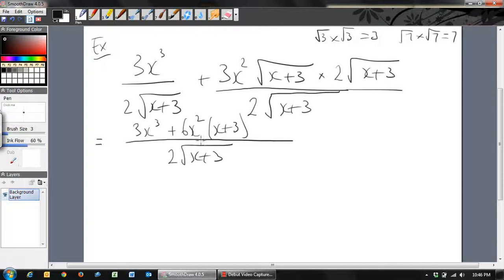And at that stage, could you expand it? It'd probably help. Should we do it? Let's do it. We've got 3x cubed plus 6x cubed here. So that's 9x cubed. And then you're going to have 18x squared plus 18x squared all over 2 root x plus 3. I've gone a bit wonky there because I'm a bit bored. There you go. So that's how we add those two together.